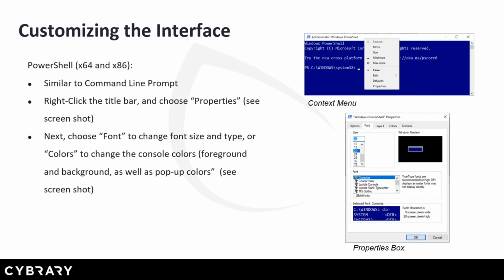In Console, very similar to the command line prompt, on how you're going to be able to make those changes. Just right-click at the top, go to Properties, and you'll see that you get a similar box with fonts, colors, and all that good stuff that you can do. Again, in here, font changes font size, type, all that good stuff, and colors will change the console colors. You have foreground and background just as you do in the command line, as well as pop-up colors like you do in the command line.